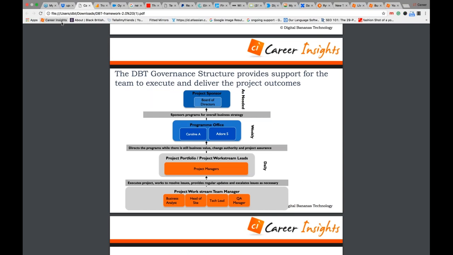Now, the governance structure provides support for the team to execute and deliver project outcomes. The sponsor is myself and also my board of directors. Then we have the program office, Caroline and Adore. You will meet them. Caroline, you will probably meet on the first day that you start the training. She's responsible for the entire program office. She manages the portfolios of projects and programs, and hands down to the project manager, who manages the project portfolios and project work streams. And then the project manager manages his team of BAs, tech people and QA people to deliver the project.